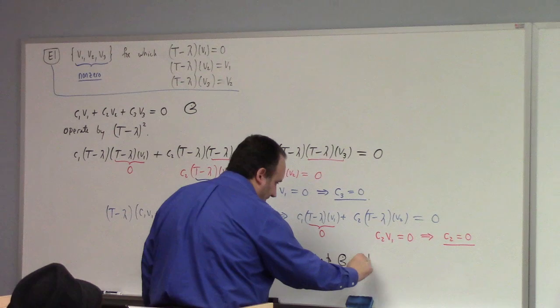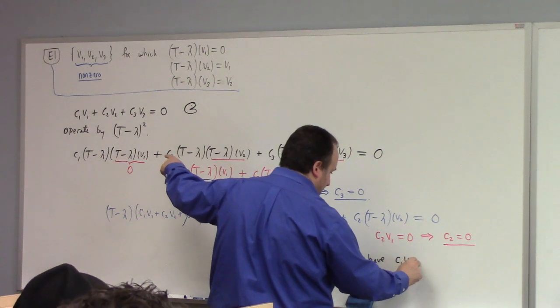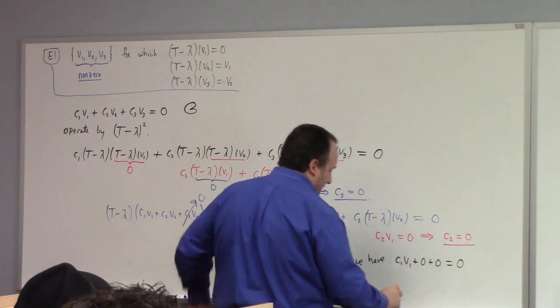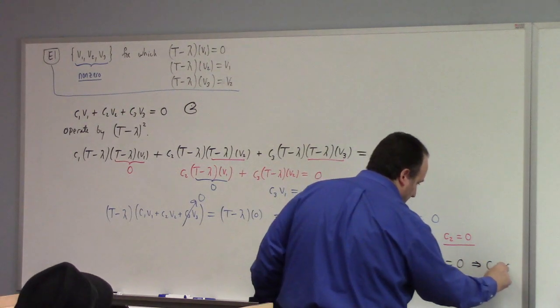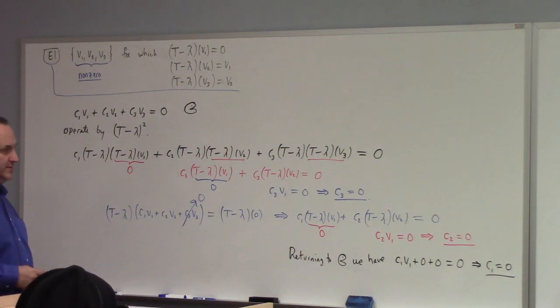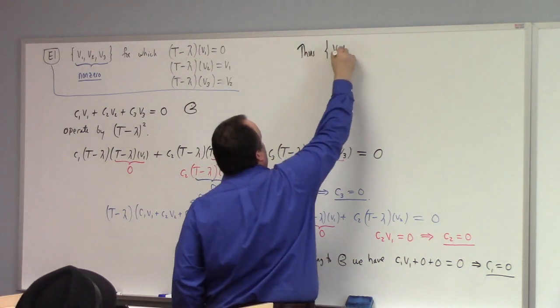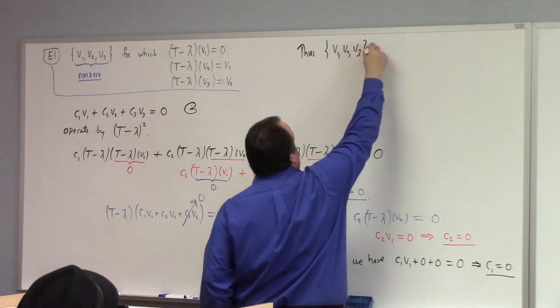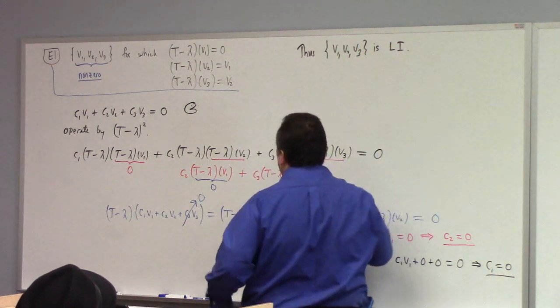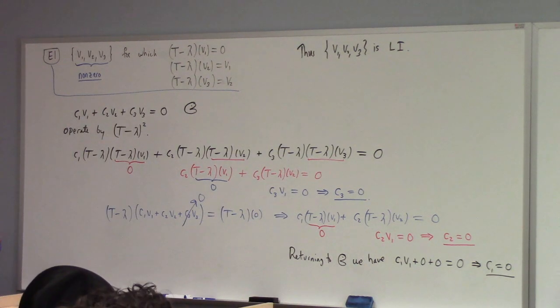we have, like you said, C1 V1 plus 0 equal to 0. So that tells me C1 equals 0, right? So now we got C1, C2, and C3, they're all 0. So conclusion, thus V1, V2, V3 is linearly independent, right? Because we took a linear combination of them, we set it equal to 0, and we gave evidence that all of the coefficients are necessarily 0 on the basis of the data.